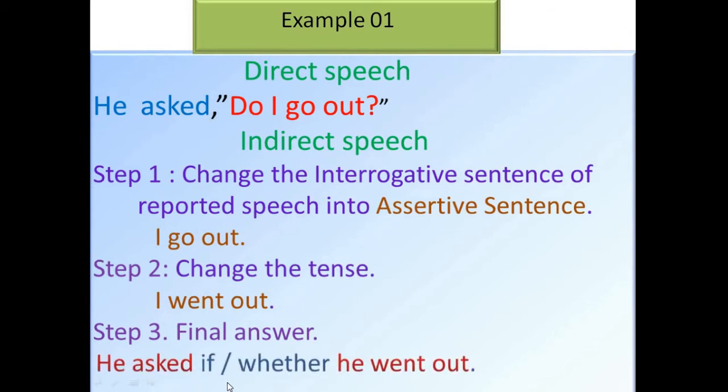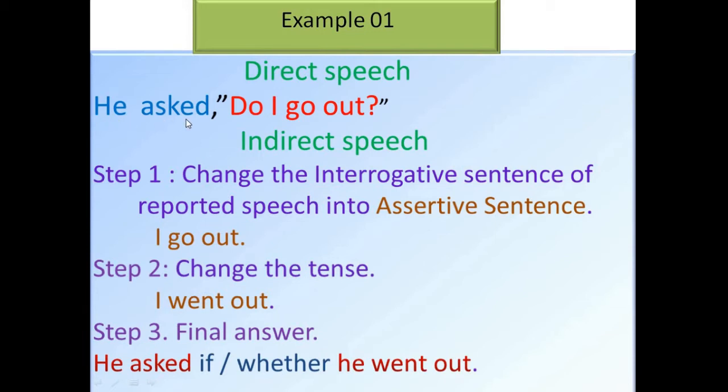He asked if or whether. He went out. I is the pronoun. Change it to he. Why do we use he here? Why do we not use she or it? Because in a reporting speech, he is there.